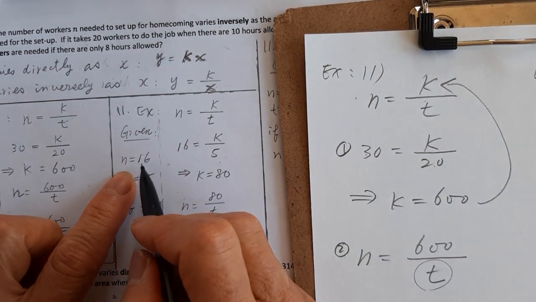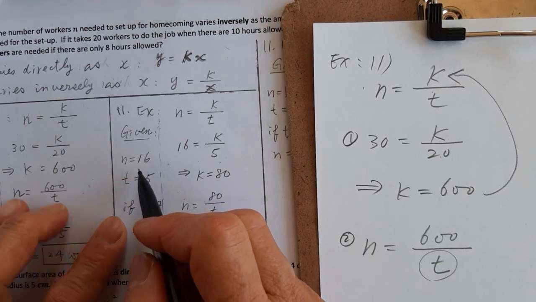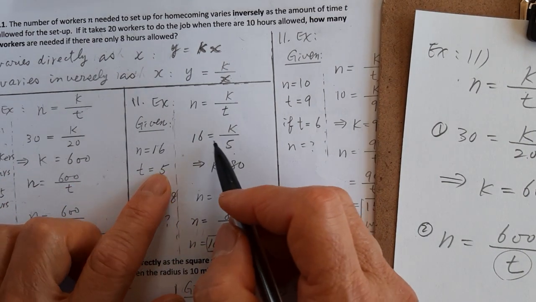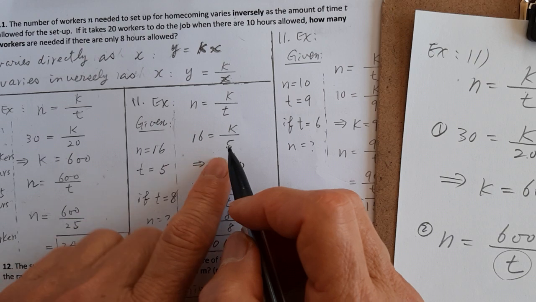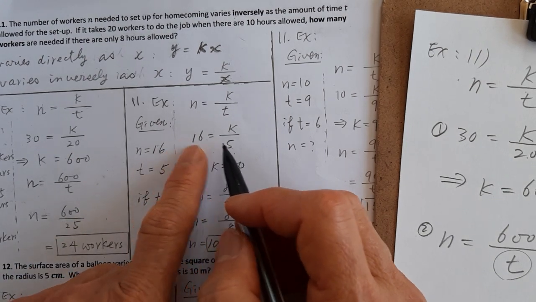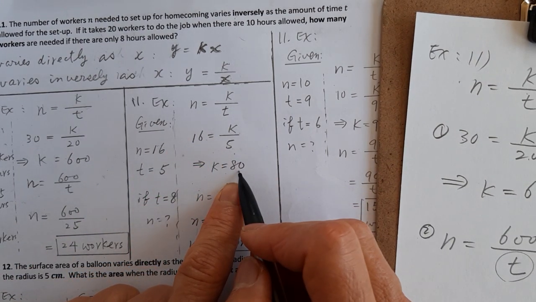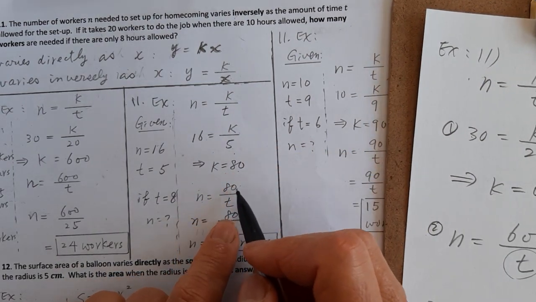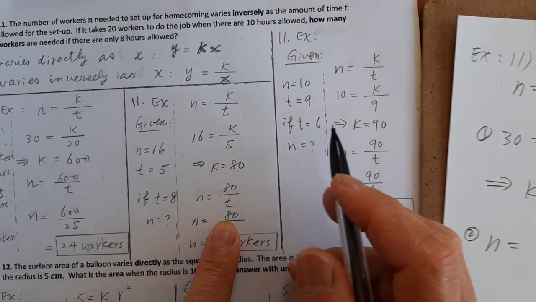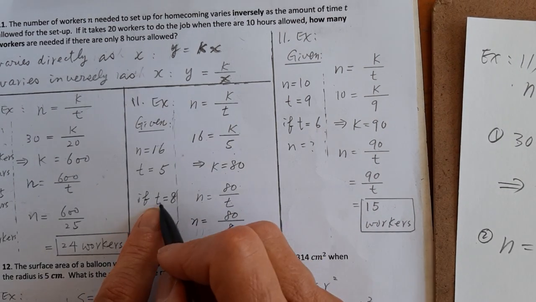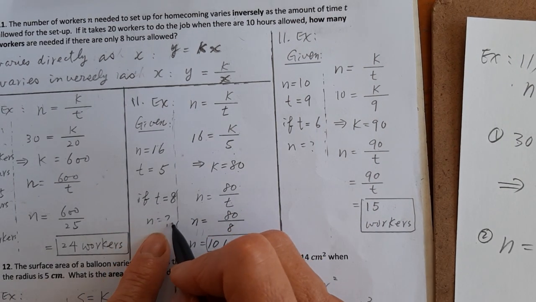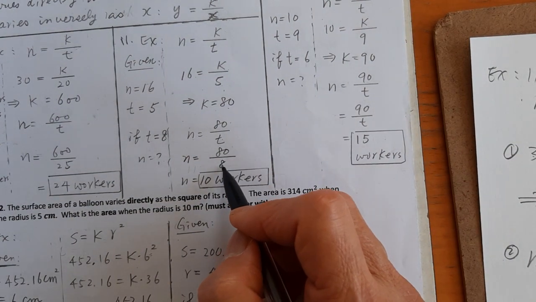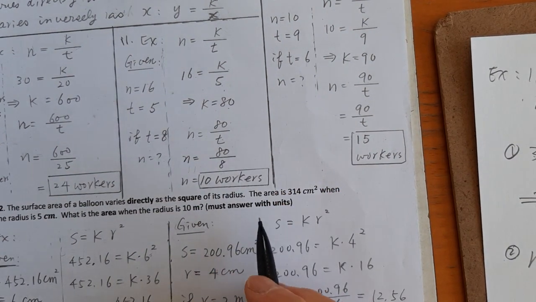Another example. If n is 16 workers and they work for 5 hours, put n as 16 and t as 5 hours, so k is 80. After you get 80, plug it in, so n equals 80 over t. That's the equation. Now it asks, if t equals 8 hours, how many workers are needed? Plug in 8, and you need 10 workers.